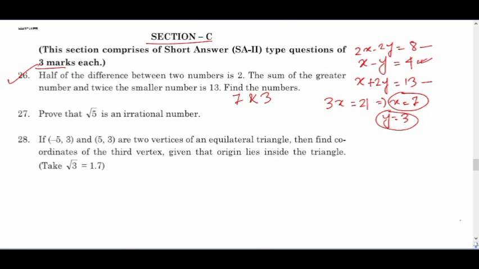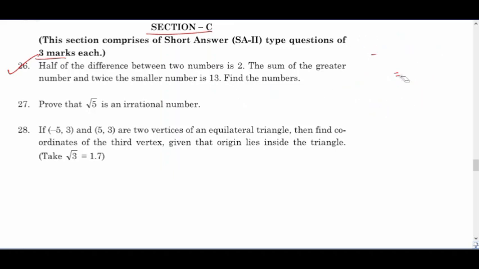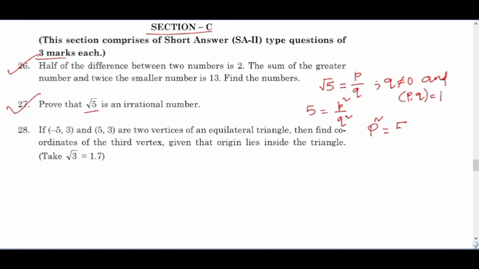Okay, fine. Next, what does it say? The next question is to prove that root 5 is an irrational number. Okay, now this is a textbook question. Question number 27 is a textbook question. Follow the textbook method. Suppose, let us assume that root 5 is a rational number. So if root 5 is a rational number, then root 5 can be expressed as p by q, where q is not equal to 0 and the highest common factor of p and q is 1. Now squaring both sides we get 5 equal to p square by q square. So p square equal to 5q square.